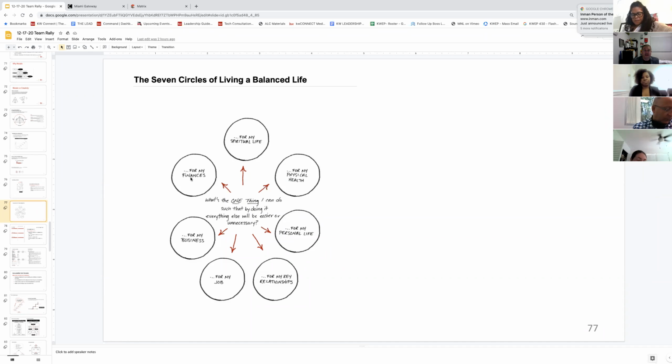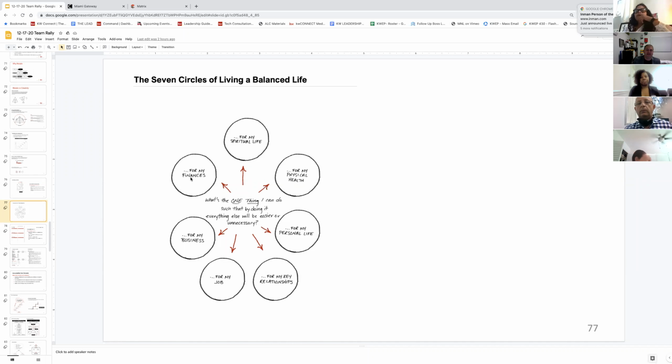Then our finances. How much money are we saving? What are we investing in? How much money is in the stock market? What are our finance goals? How much passive income do we want to receive? What do we do with that money?